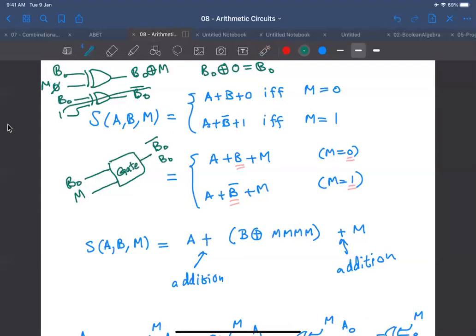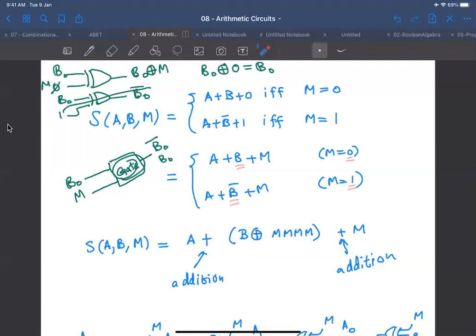So this gate is nothing but an XOR gate. What I'm saying here is that my function S of A, B, and M is going to be A added with B, and this is addition, it's not OR, and then XORed with M. But we have 4 bits of B, so we have to replicate the bit M 4 times for each one of the B's.